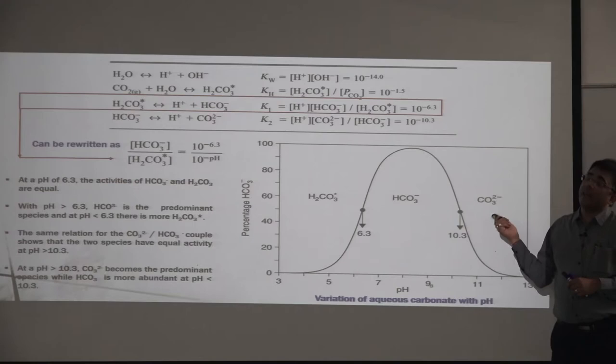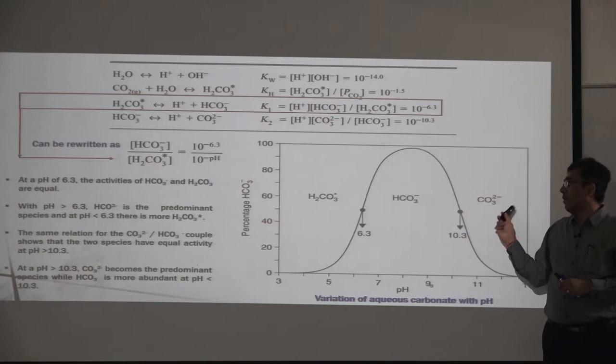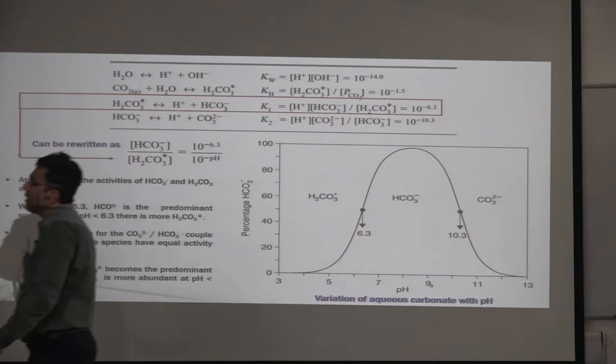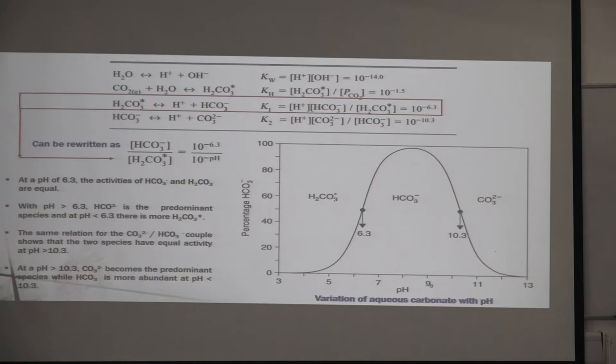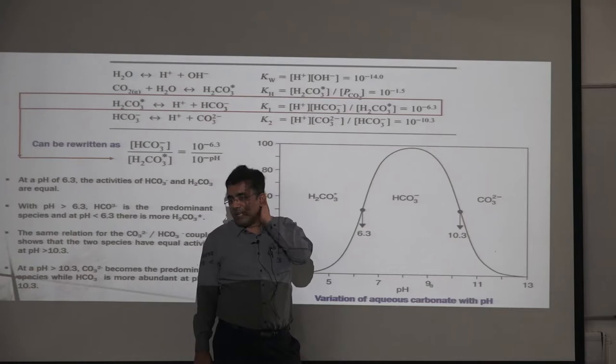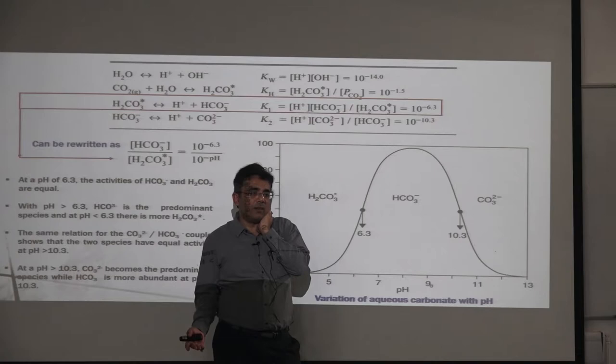At that time, reporting the alkalinity in forms of carbonate and bicarbonate becomes very important. So this is the carbonate and pH variation. And the good thing about this is that there is 6.3 and 10.3, so you don't have to bother much.